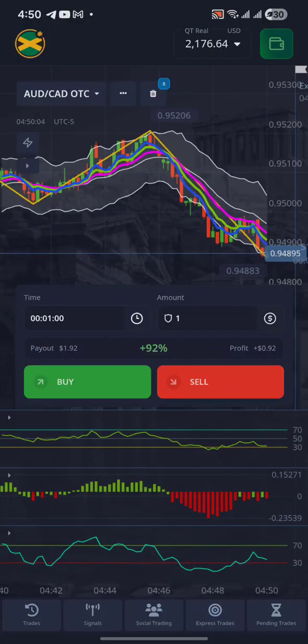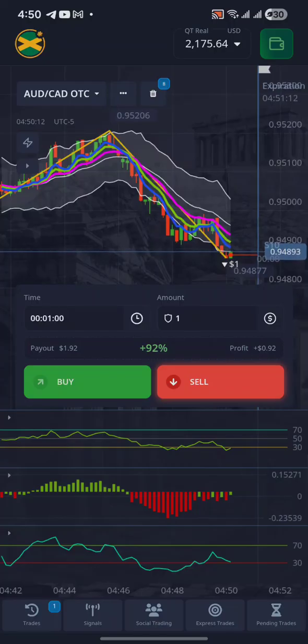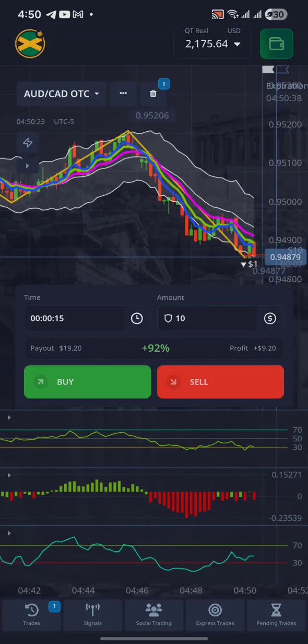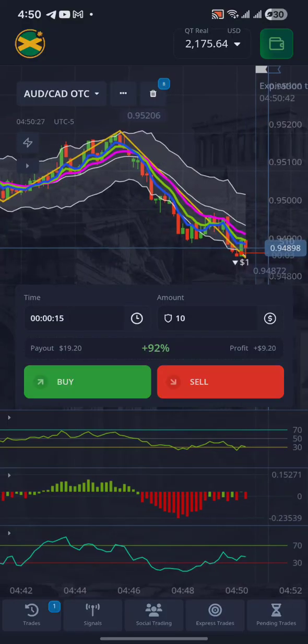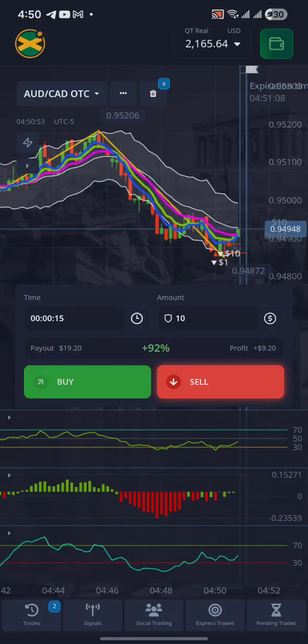The market has struggled to go down. I take the $10 trade at 15 seconds because I did expect it to continue to pull, but it goes up.